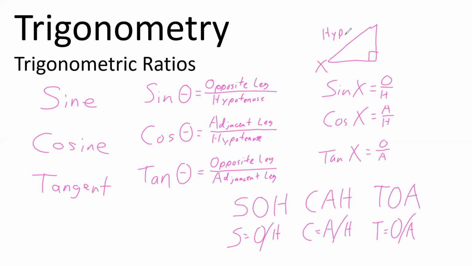Then the opposite side. What side is opposite of X? Well, this is X, and we're going across from it. This would be opposite. That would be our opposite leg. Adjacent means what again? Next to. So the leg that's next to X would be our adjacent leg.